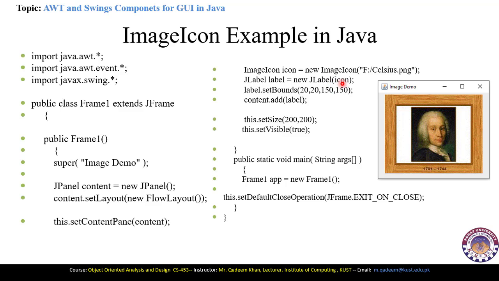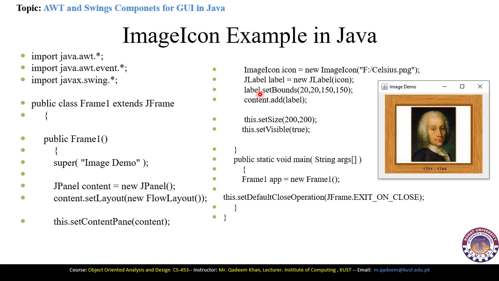Mostly we provide here the strings which will appear when this label is added to the panel. But here we have added the ImageIcon object inside of the JLabel constructor. So that means that this label will display an image. Our image is stored in the F directory and the name of the image is celsius.png. That means that celsius is the name of the image and png is the extension of the image.